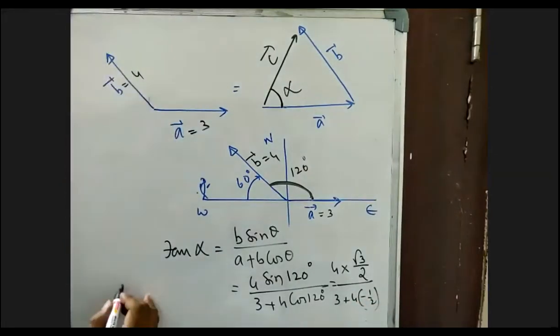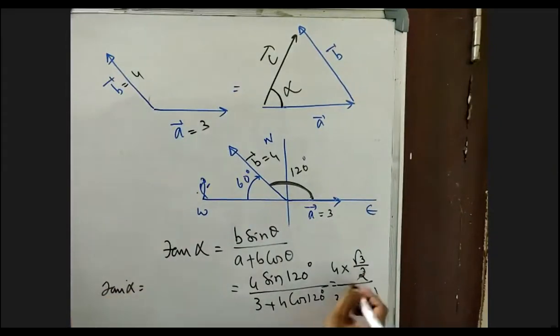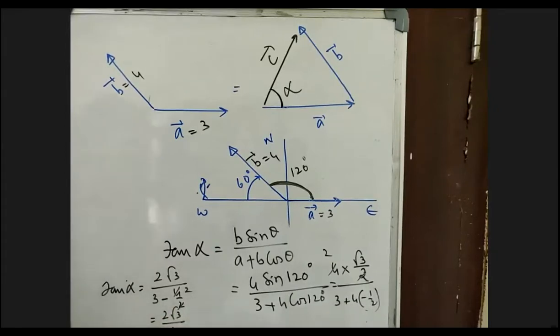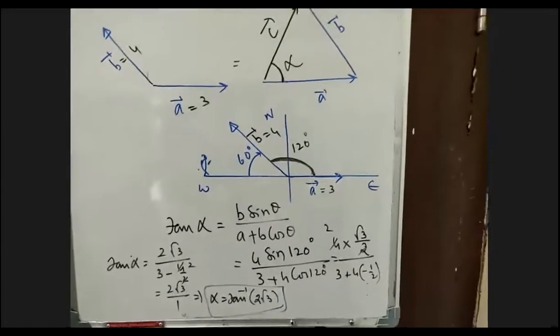So tan alpha is equal to 2 into root 3 divided by 3 minus 4 by 2, that is 3 minus 2, which is 1. So the answer is 2 root 3. Tan alpha is equal to 2 root 3, so alpha is equal to tan inverse of 2 root 3. That is your answer. Clear? Yes, sir.